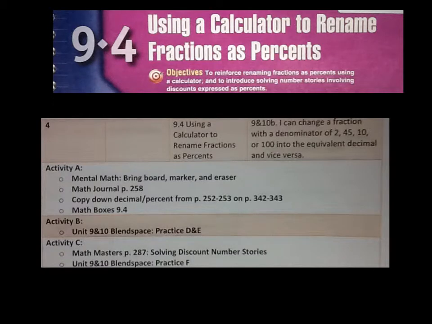Good morning, mathematicians. Today we'll be doing lesson 9.4, renaming fractions as percents. We'll be focused again on our learning target of I can change a fraction with the denominator of 2, 4, 5, 10, or 100 into the equivalent decimal and vice versa.